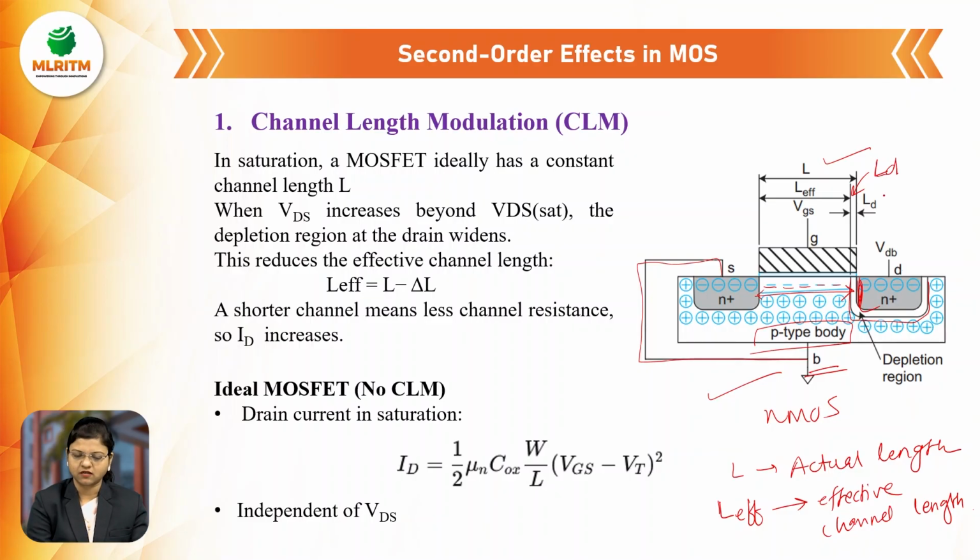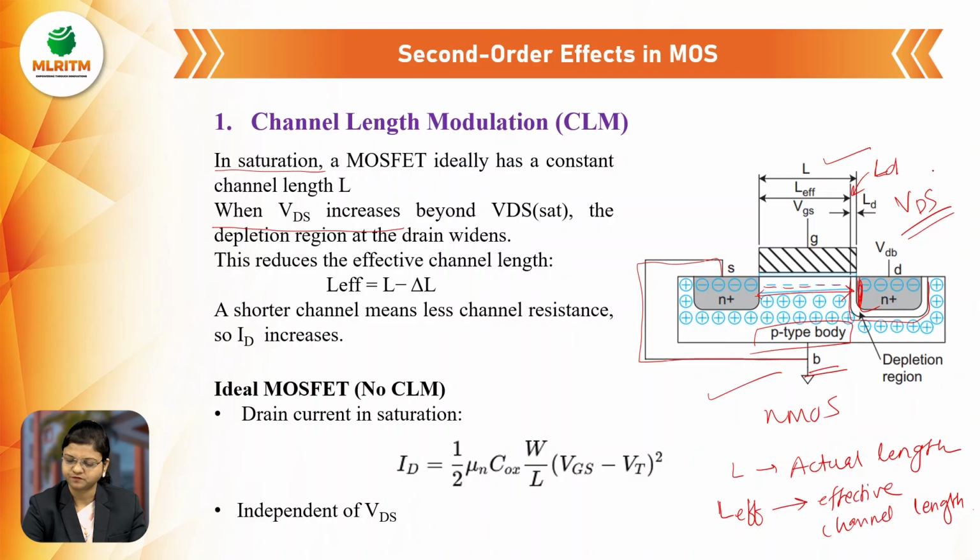So here, as we have seen in the saturation region earlier in the VI characteristics, the MOSFET ideally has a constant channel length L in the saturation region. Now when we are increasing the VDS beyond VDSat, we call it VDSat because our earlier voltage is VDS. VDS is nothing but the drain to source voltage. We can consider VDS as an output voltage.